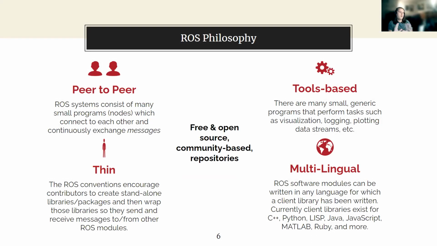Okay, so now to get onto the philosophy of the OS side. There are four main tenets, I'd say. Number one is peer-to-peer. This means every piece of code is talking to each other. If you write something, you're going to be talking to someone else's tiny piece of code. We'll get into that a lot more later, but that's the base level of how ROS works.